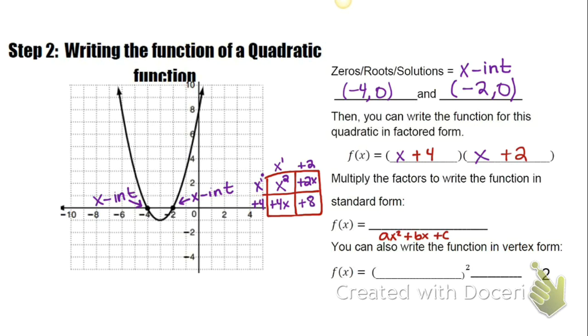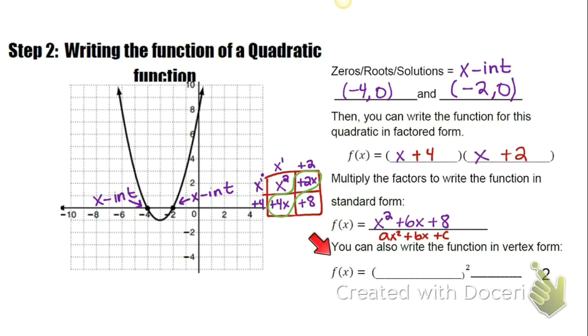Now we're going to draw the peanut because that means that we're going to combine like terms. So first we're going to take out x squared. And now we can combine 4x and positive 2x. 4x plus 2x becomes positive 6x. And now we can take out the positive 8. And this is my function in standard form.